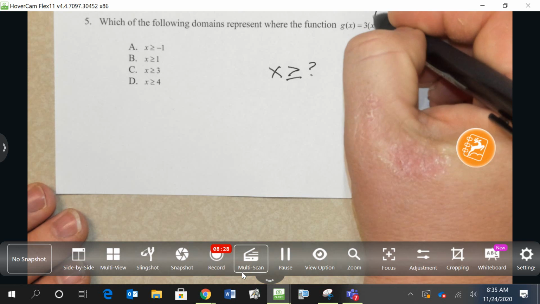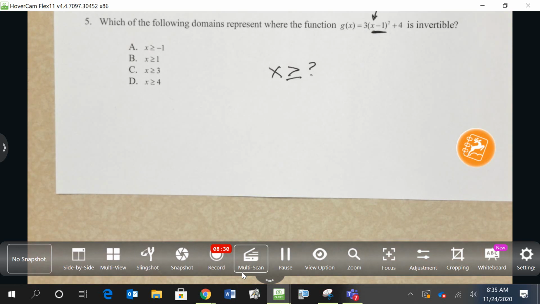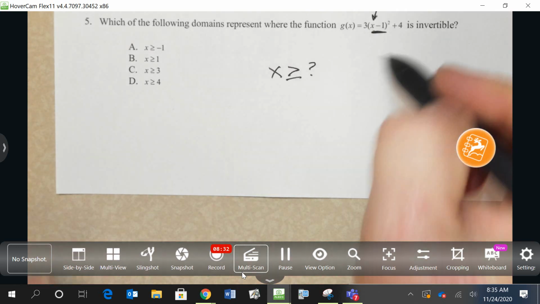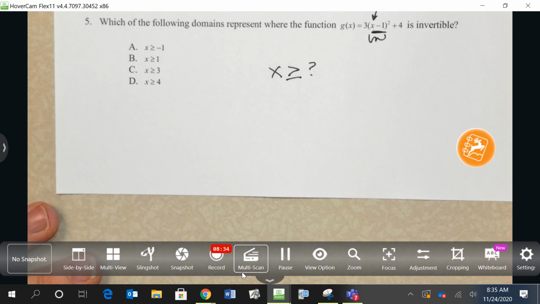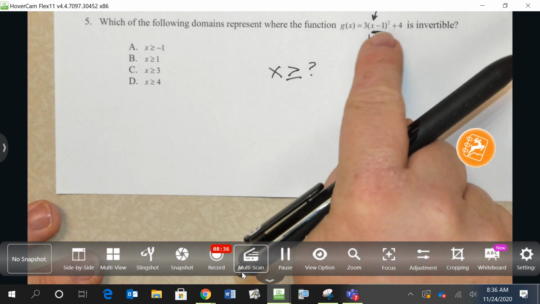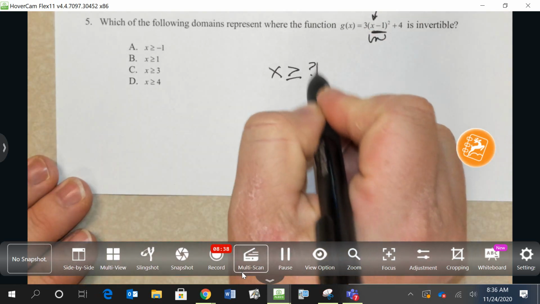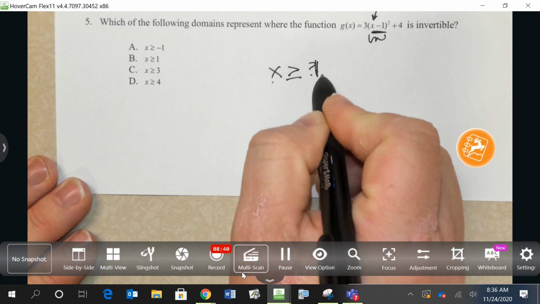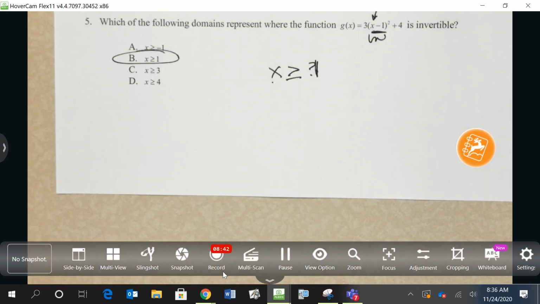So you ask yourself, what can I plug in for x? What can I plug in for x that makes this quantity equal to 0? And the answer is 1, because 1 subtract 1 is 0. x has to be greater than or equal to 1. Correct answer is B.